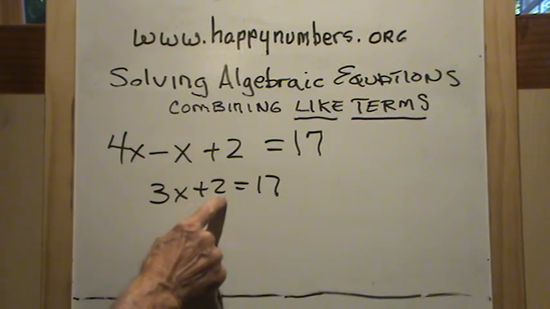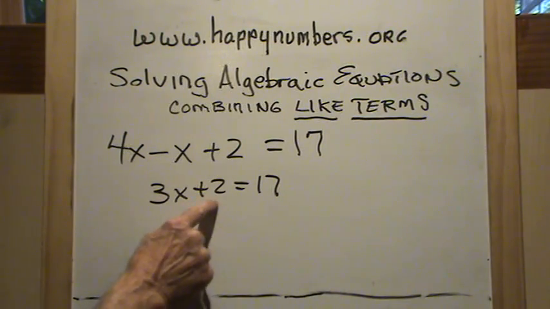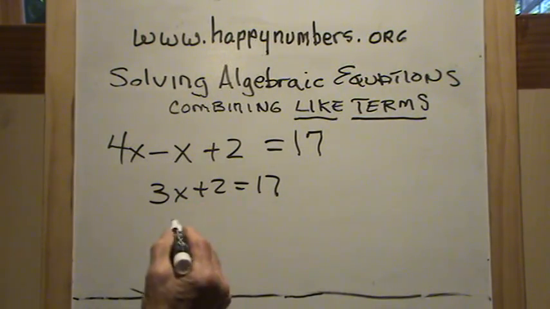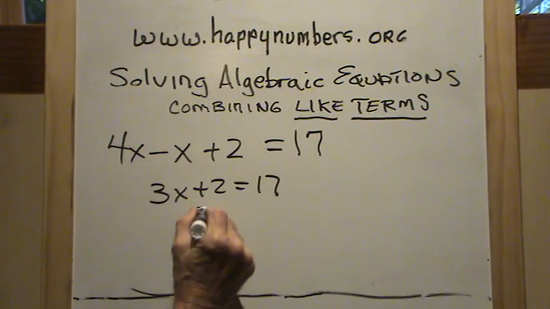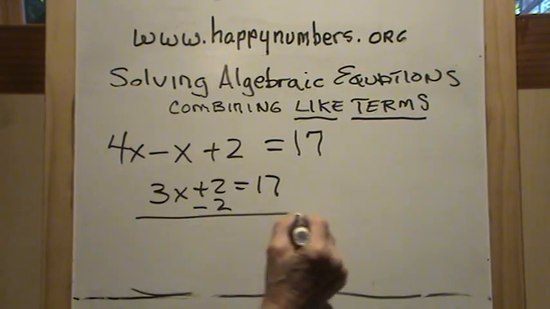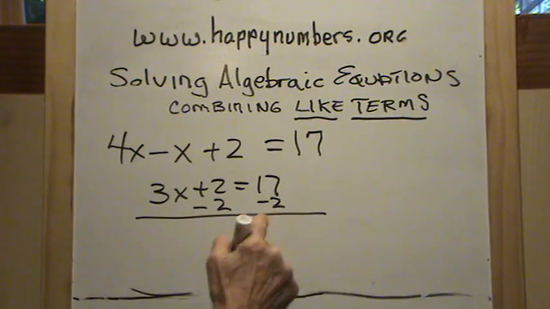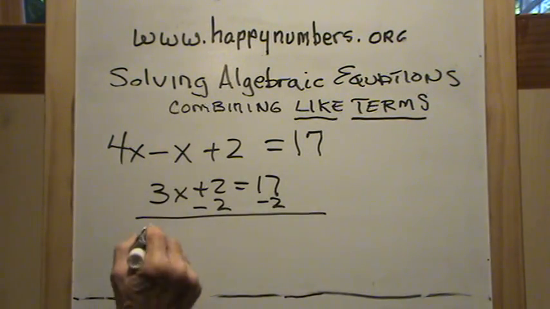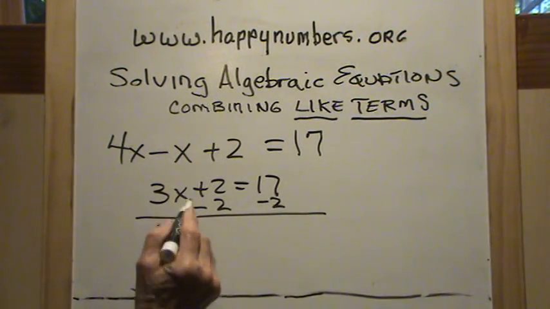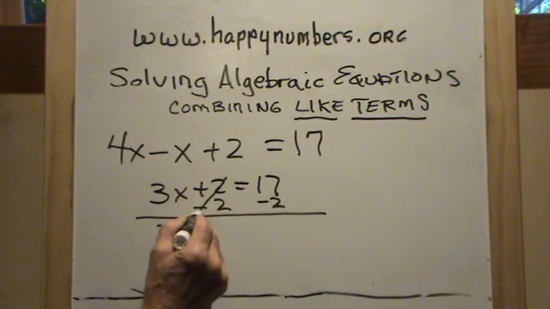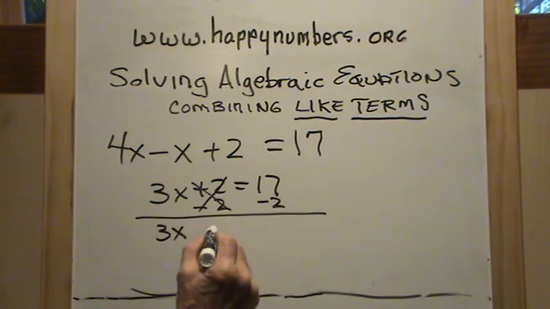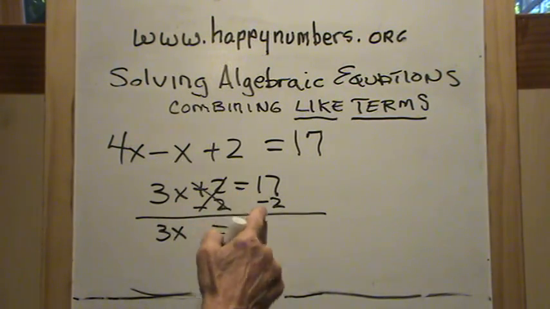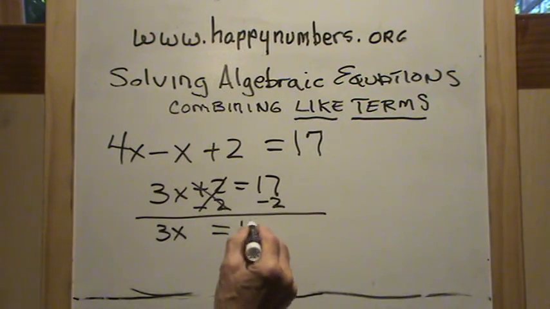Well, I have a positive 2 here that I have to deal with first. And I know I can use the inverse or opposite, so I can put a negative 2, and then I'll have to do the same thing on this side. And so I get 3x, and if I combine a positive 2 and a negative 2, it goes away. So I have 3x equals 17 minus 2, which is 15.